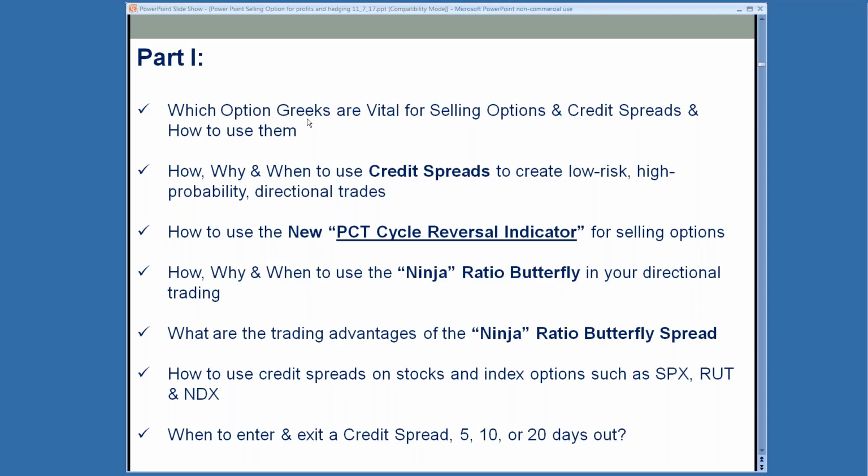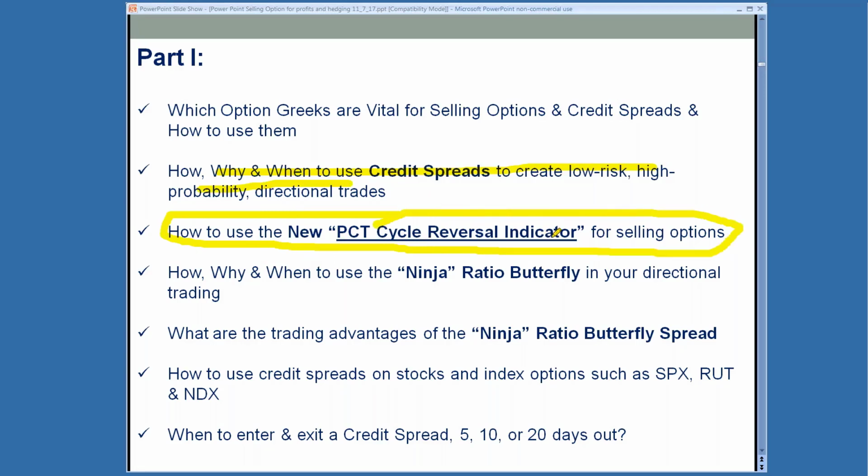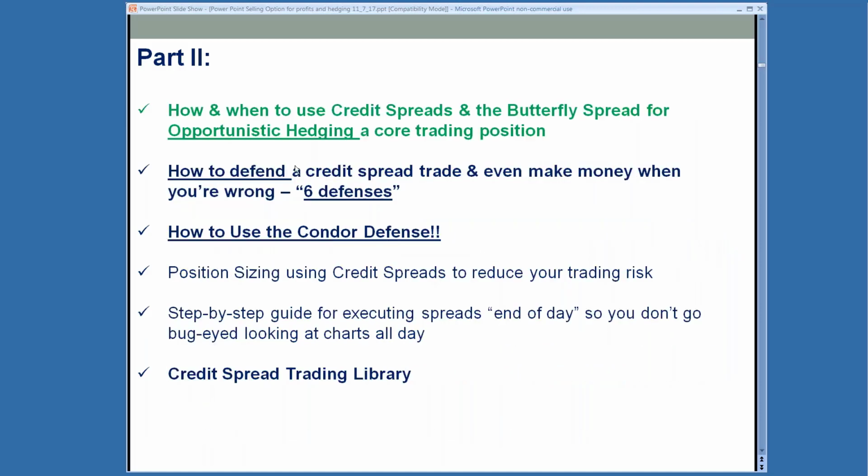So this will take you through the course. You'll go through the Greeks that are really vital to this. Then within the course, we start out with why use credit spreads to create these high probability trades. We'll review how you use the cycle reversal indicator for these types of trades, and then how, why, and when to use the ninja ratio butterfly. What are the advantages of that ratio butterfly? And then how to use the various indexes, like the SPX, RUT, NDX. When do you get into these trades? Should you get in 5 days, 10 days, 20 days out? So we go through that.